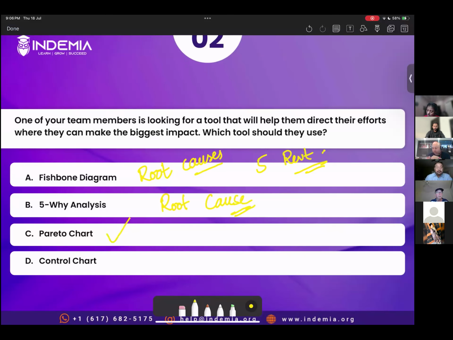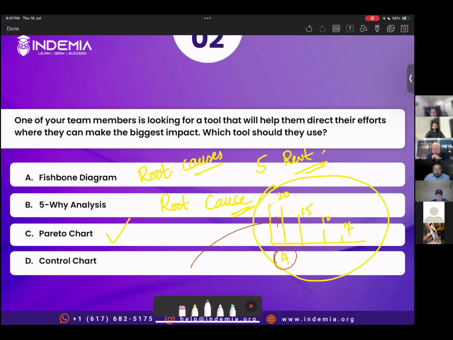Pareto chart provides you the frequency of defects in order. So you can see type A defect has the highest frequency, let's suppose 20 out of 100. Type B is 15, type C is 10, type D is, let's suppose, 7. So you can visually see where you should focus. So you should focus your efforts here. If you handle type A defect, most of your problem would be solved. So Pareto chart helps you to determine where you should focus your efforts. So correct answer is option C.